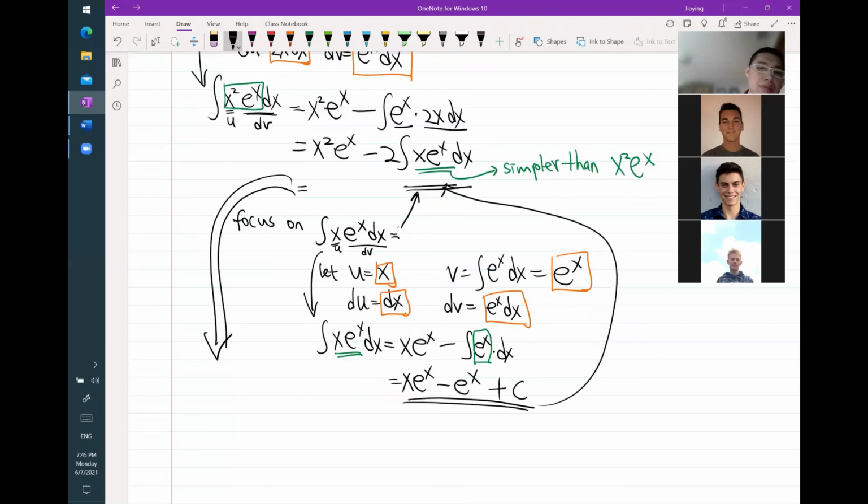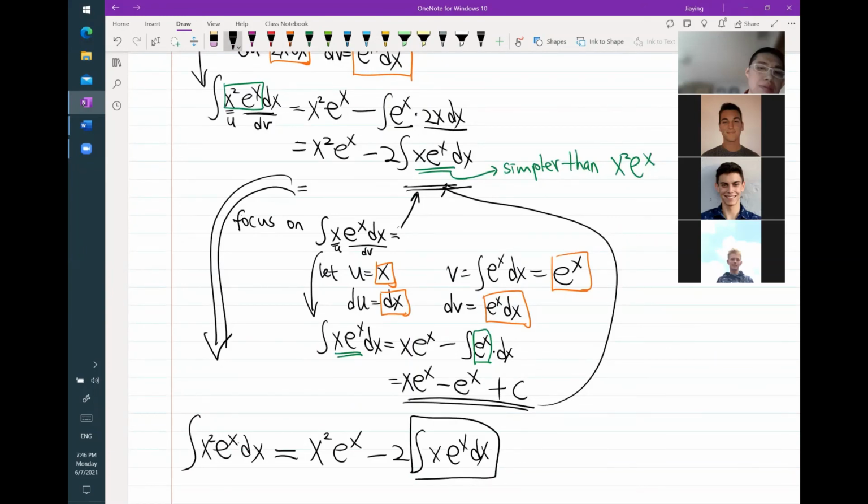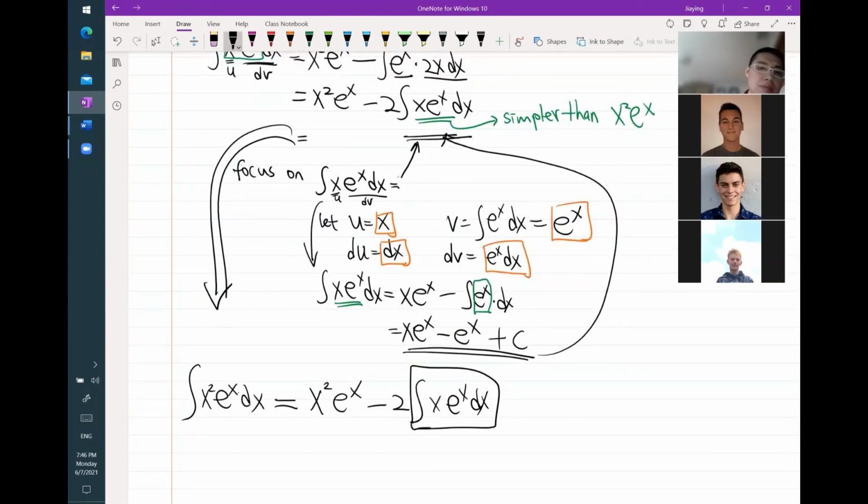So the original integral, let me just copy it down, integrating x squared e to the x dx, that's what we integrated in the beginning. Using integration by parts the first time, we got x squared e to the x minus 2 integral x e to the x dx. Then we focus on this integral alone. We got an antiderivative for that part. I'm just going to put it in here. I'm going to rewrite it.